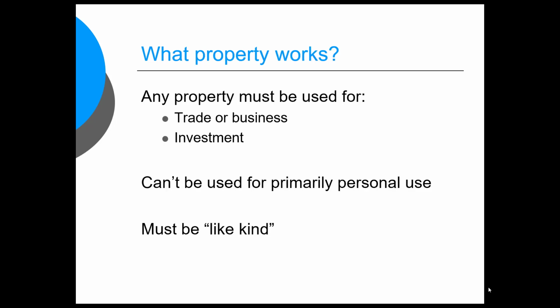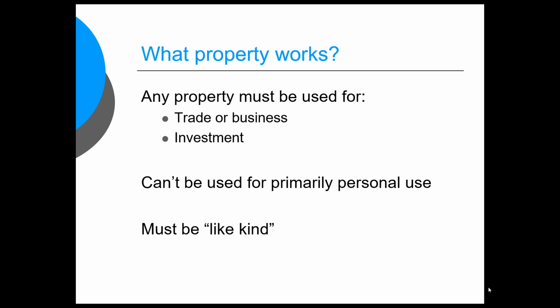So what property works? Well, it's got to be property that's used for a trade or business or for investment purposes. It can't be used for properties that are primarily personal use properties. So if you're looking to sell your personal residence, then you don't need to use a 1031 exchange. But if you are selling a property that you have used for investment purposes or for business purposes, then you can use a 1031 exchange and defer the capital gains tax.